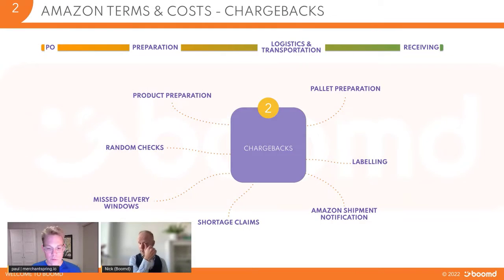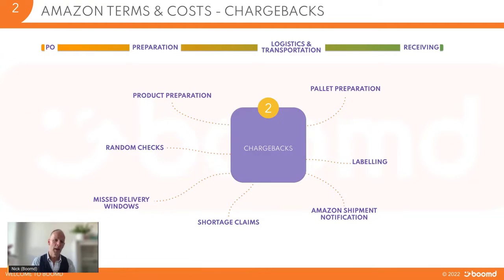So we'll start off with the PO process. This is Amazon saying we'd like to order a certain amount of product. Now, you might happily go ahead and accept that order for a volume of X number of SKUs, not realizing that you might not have all of the stock to meet that demand.